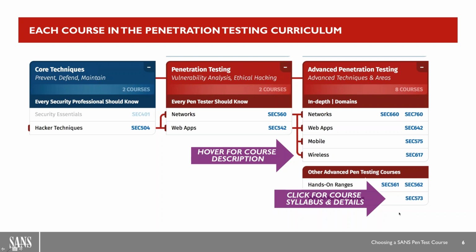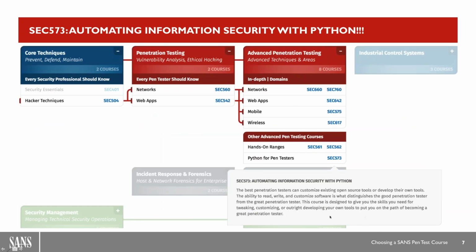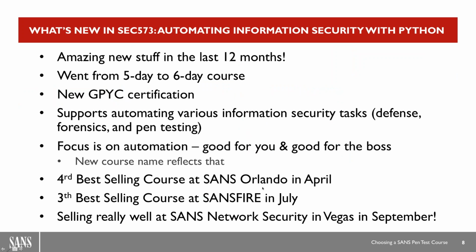Mark Baggett spent a whole bunch of time last year rebuilding this course and adding so much cool new stuff to it that I'd like to tell you a little bit more about that in just a second. But you can see we've got this wonderful SANS Security 573, Automating Information Security with Python, and we've got the description of what the course is all about here. But I'd like to tell you a little bit about what Mark has done in the last year. It's been a lot of stuff in 12 months.